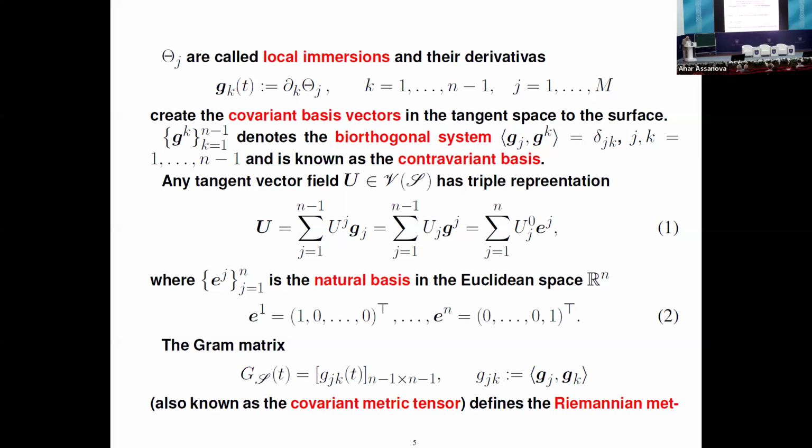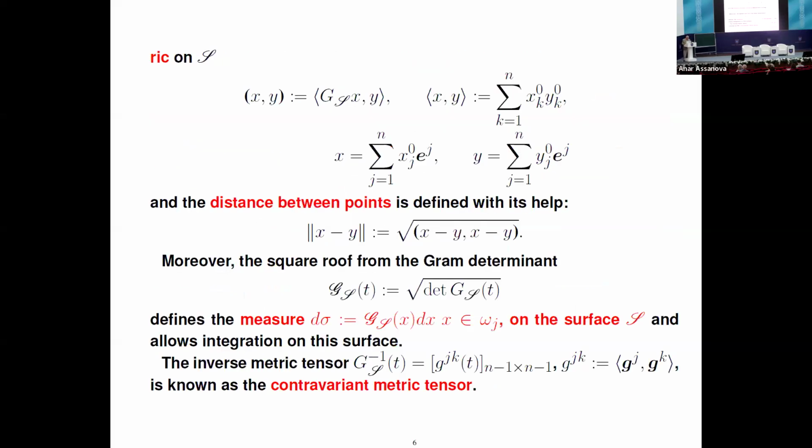Okay. The Gram matrix is a very important matrix in differential geometry. It is compiled of scalar products of covariant vectors. It defines the metric on this surface. With the help of the Gram matrix, it defines the metric on this surface.